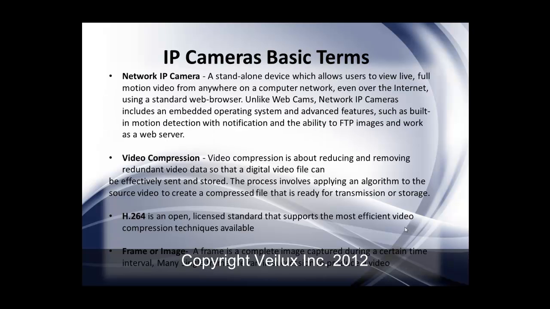A network IP camera is a standalone device which allows users to view live, full-motion video from anywhere on a computer network, even over the Internet, using a standard web browser. Unlike webcams, network IP cameras include an embedded operating system and advanced features such as built-in motion detection with notification and the ability to FTP images and work as a web server.